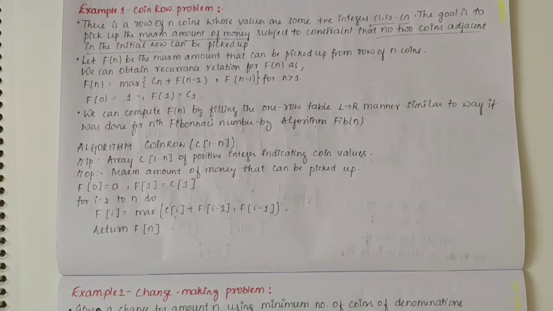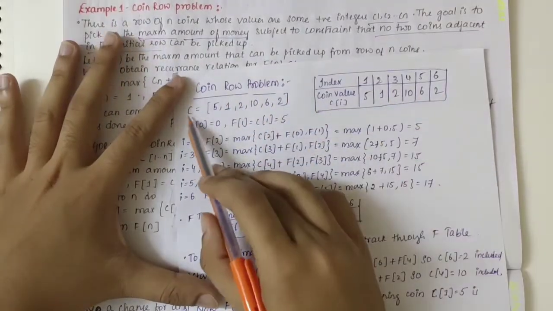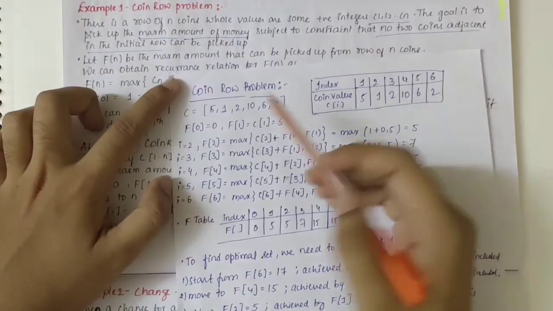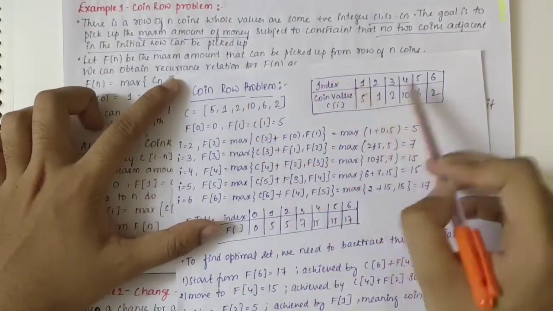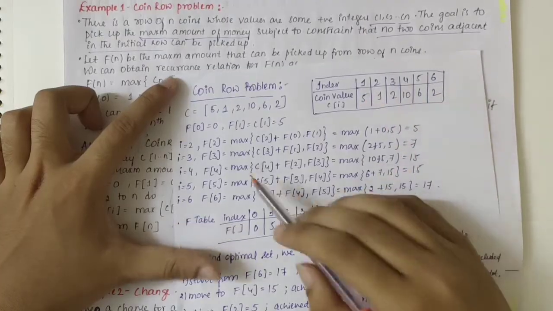So let's look into an example; we'll understand this better. Here we have the coin row problem. These are the coins 5, 1, 2, 10, 6 and 2, and the maximum amount should be picked from these coins. Firstly we'll write the index values for 5, 1, 2, 10, 6, 2; they go from 1 to 6.